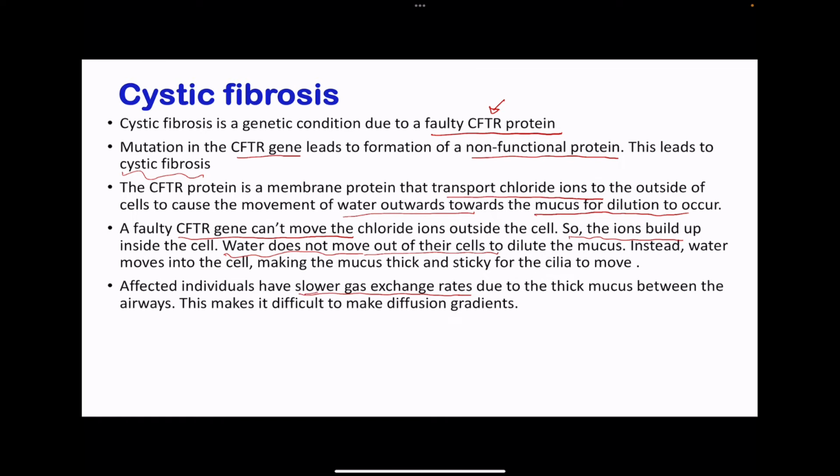Individuals affected by cystic fibrosis have slower gas exchange rates due to the thick sticky mucus in the airways, and it's difficult for them to have good diffusion gradients for gaseous exchange.